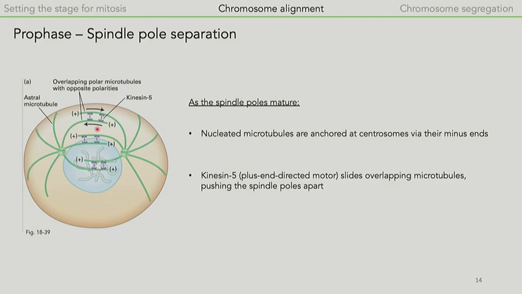So you can imagine here, the head domains of each of these kinesins, right, are going to be bound to two different microtubules. Because this kinesin is a plus-end-directed motor, it's going to slide the microtubules in opposing directions when they're bound by two centrosomes. And in that way, the centrosomes will move apart in order to create the spindle.